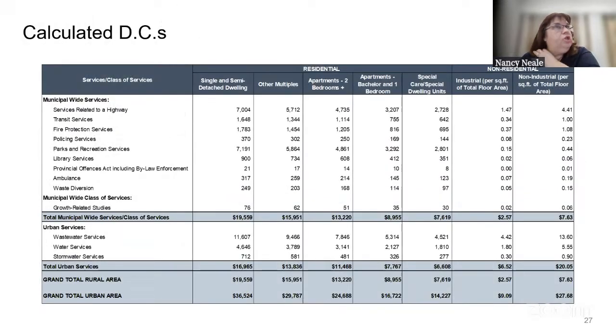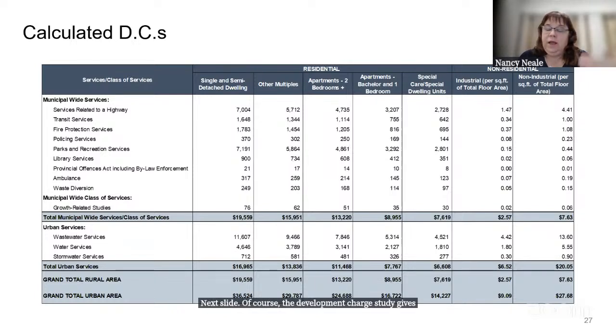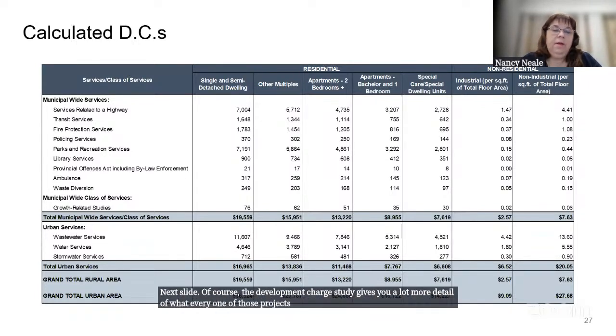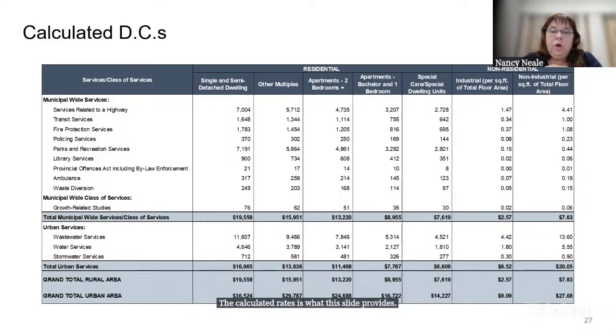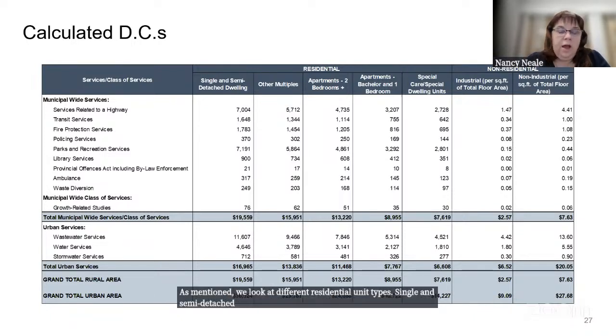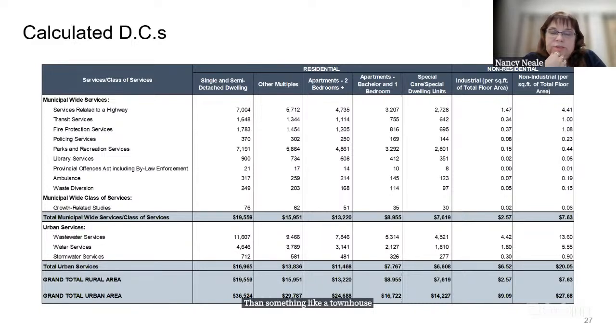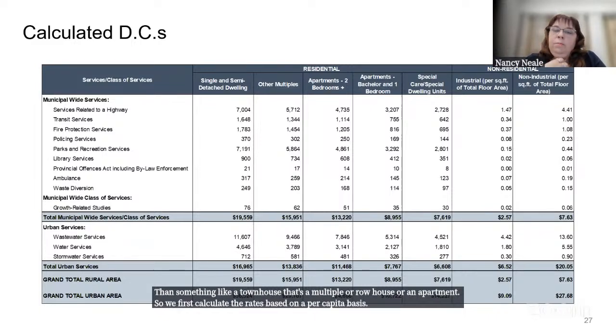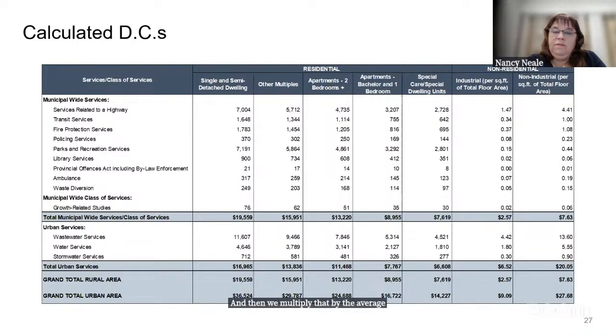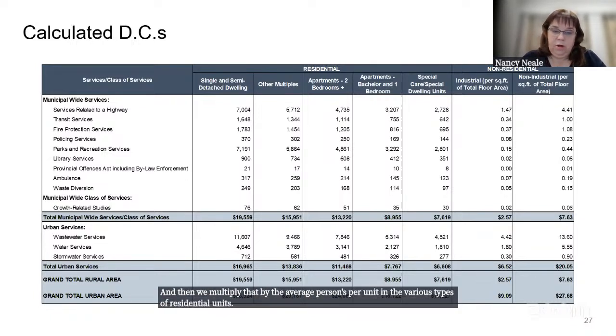Of course, the development charge study gives you a lot more detail of what every one of those projects are that make up those high-level numbers if you're interested and want to go and look for it. The calculated rates is what this slide provides. So as mentioned, we look at different residential unit types. Single and semi-detached homes tend to have higher average persons per unit than something like a townhouse that's a multiple or row house or an apartment. So we first calculate the rates based on a per capita basis, and then we multiply that by the average persons per unit in the various types of residential units to generate the charges.